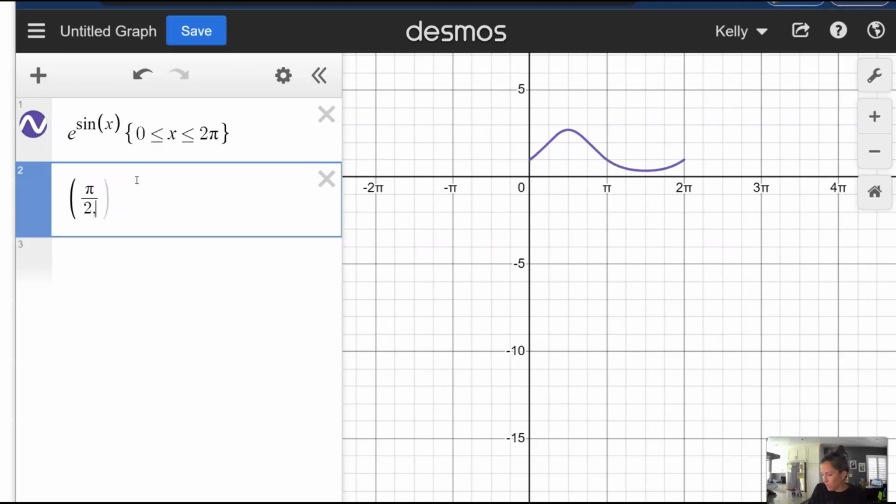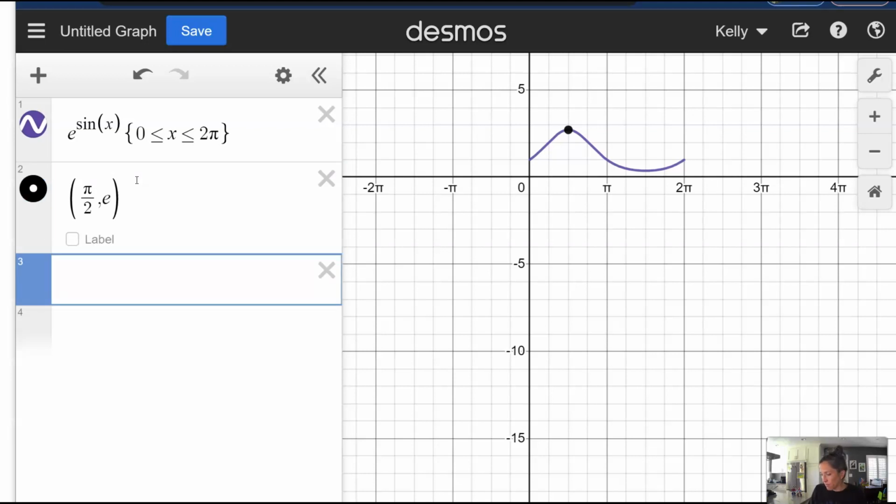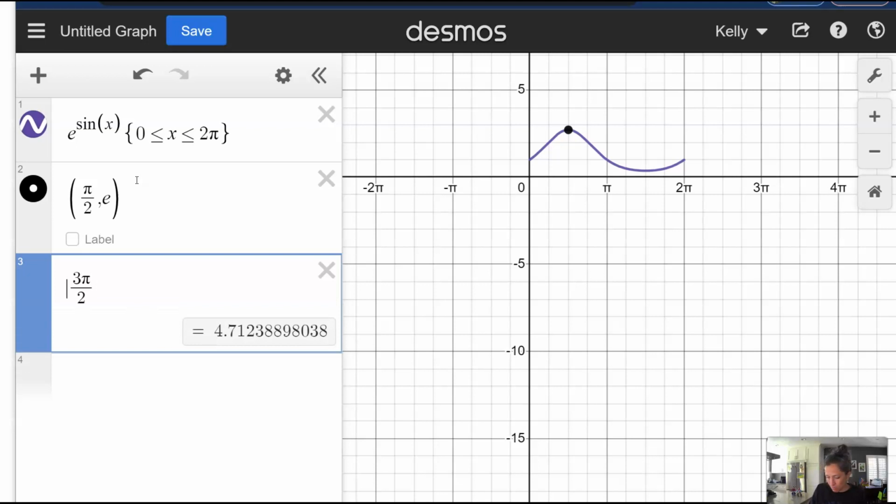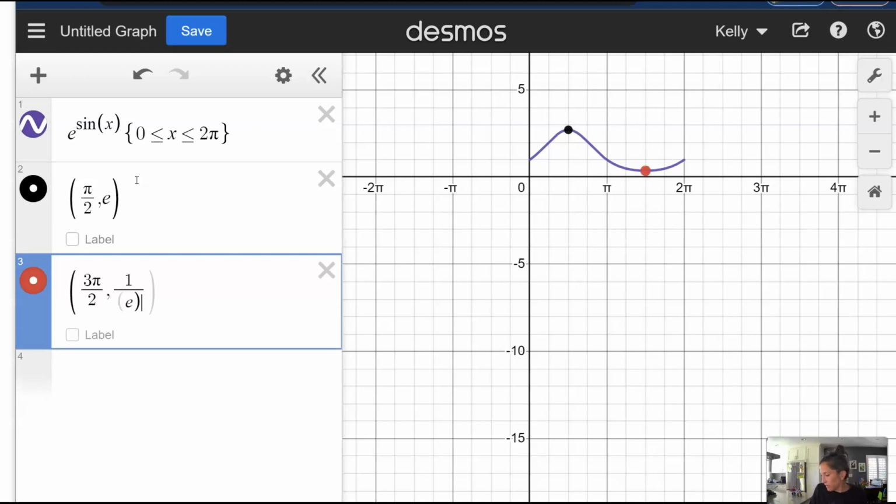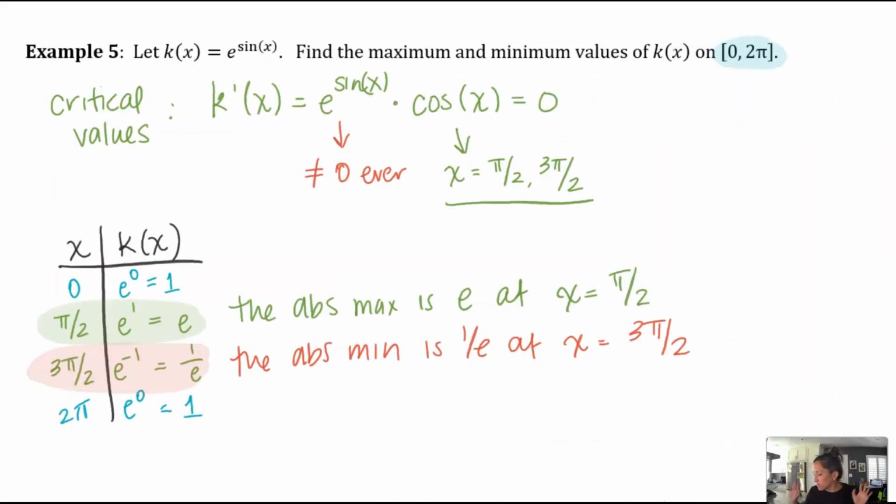Pi over 2, let's do a comma, e. There's that point, our maximum. And we had 3 pi over 2. Let's make that a point. And let's throw in our 1 over e. Oops. There's a minimum point. So we can verify that those decimals that we saw on the graph are the same thing as our e and 1 over e. Cute. Done. I love it.